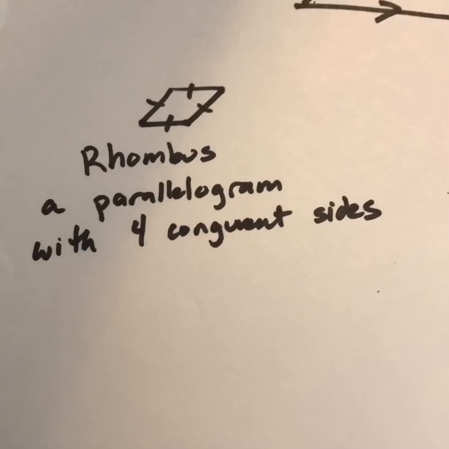Our next shape is a rhombus. This is not a subset of rectangles. It's not contained or related to rectangles, but it is related to parallelograms. A rhombus is a parallelogram that has four congruent sides. So as a parallelogram, it means that we have two pairs of parallel sides, and additionally, those four side lengths are the same.